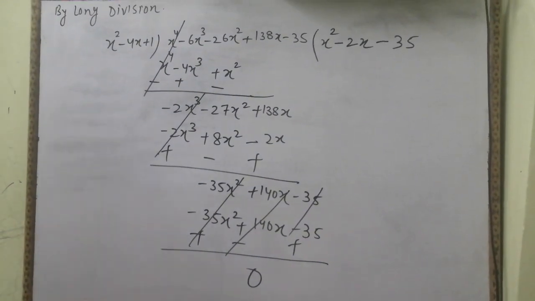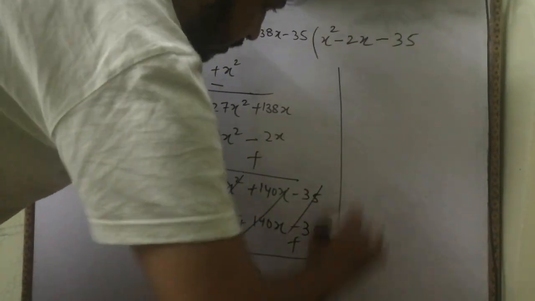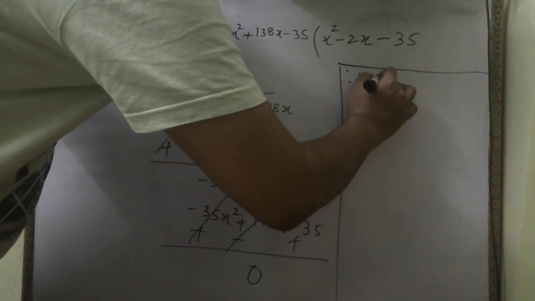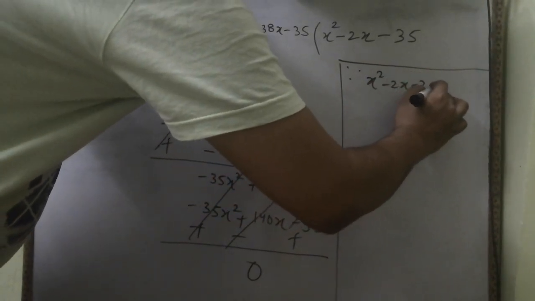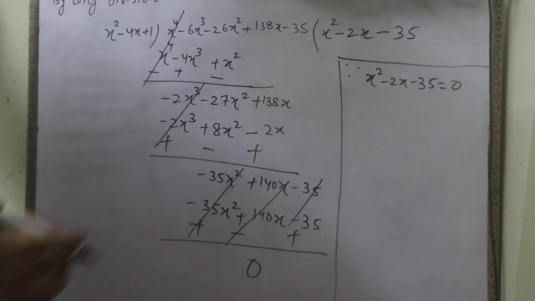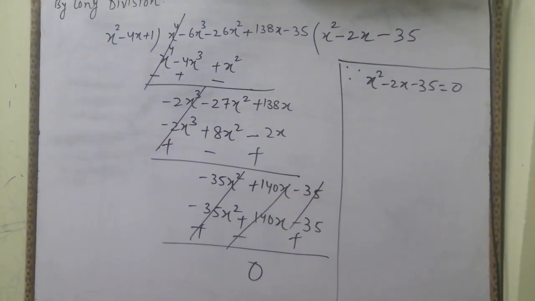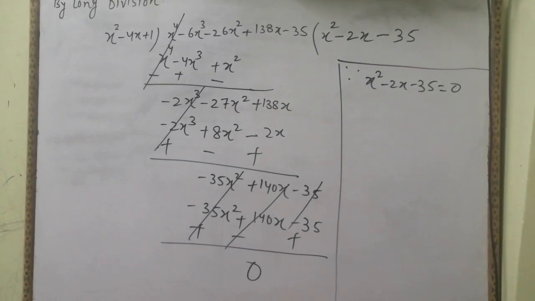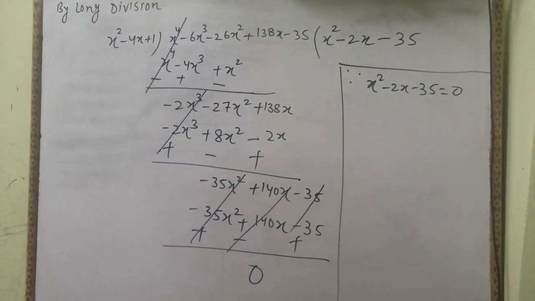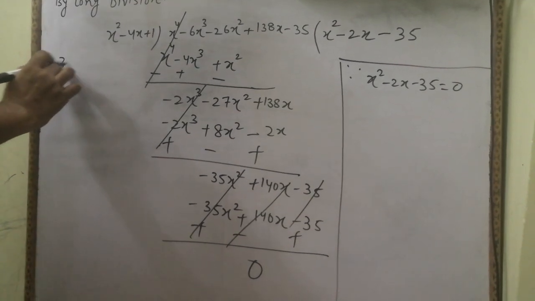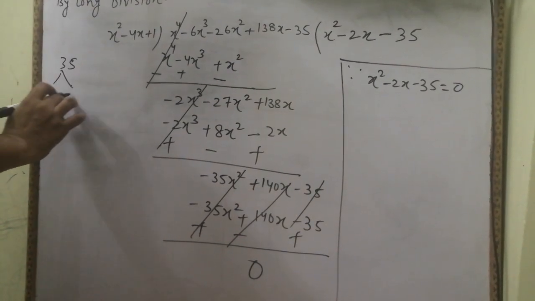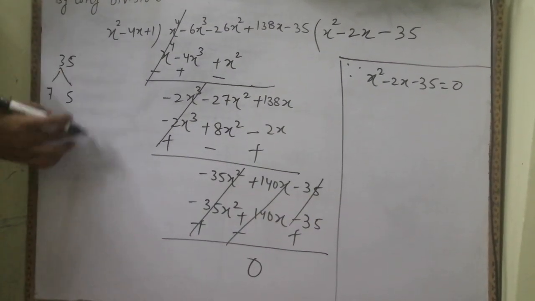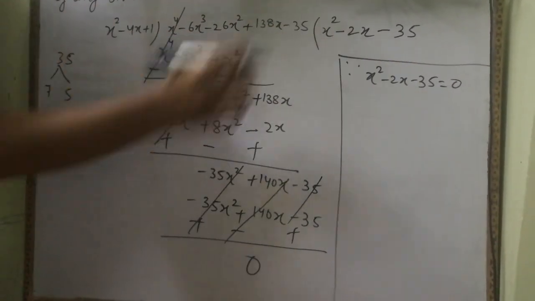Now we have to factorize this polynomial and find the remaining two zeros. Since x square minus 2x minus 35 is equal to 0, we have to find two numbers whose multiplication is 35 and whose difference is 2. 35 factorizes into 7 and 5. 7 into 5 is 35, and 7 minus 5 gives 2.